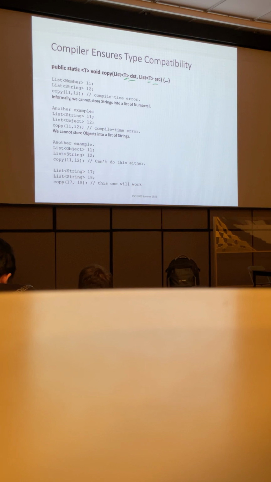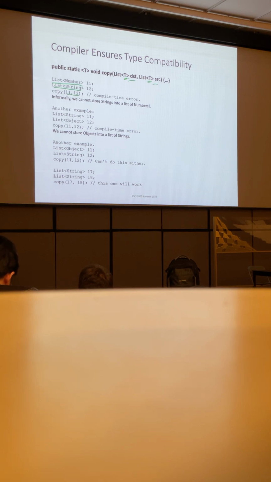But when instantiated, nothing prevents us from using list number here and list string here. We don't get a compile time error, right? So good, right? Because this T has to be the same as this T.